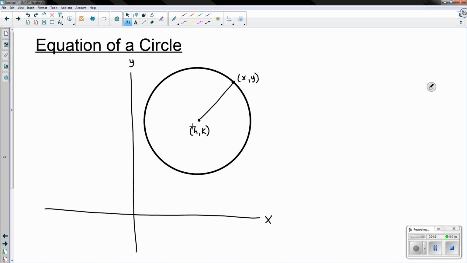H and K are fixed, right? They're not going to change. So therefore, they're going to be constant values in our equation ultimately. And the radius of the circle is always fixed as well.